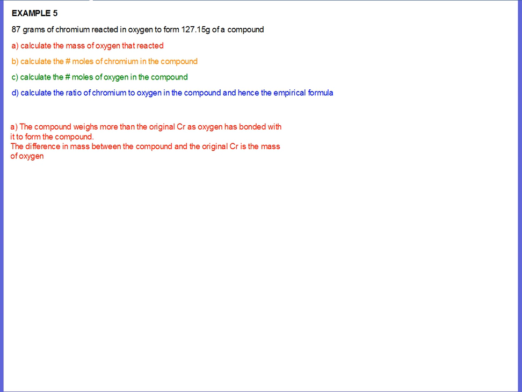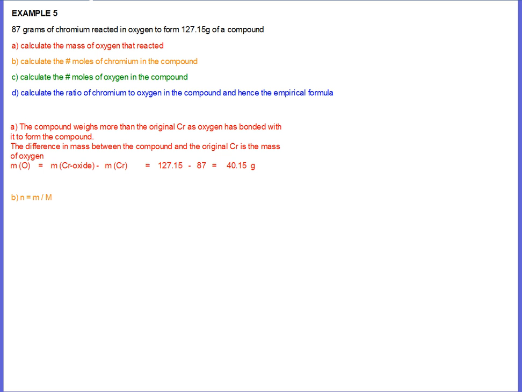So step 1. Obviously, the compound weighs more than the original chromium because oxygen's bonded with it to form the compound, and the difference in mass is the mass of oxygen that actually reacted. So we can say the mass of oxygen that reacted is the mass of the chromium oxide, which is the product, take away the mass of the original chromium. That's going to be 127.15, take away 87. I trust you can put that in your calculators, and that'll give you an answer of 40.15 grams. So that's part A.